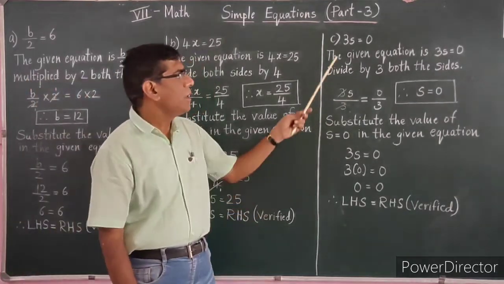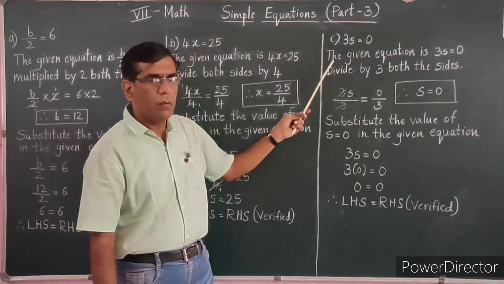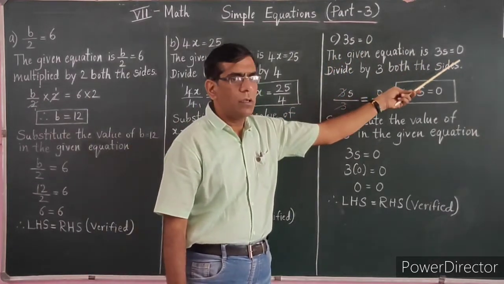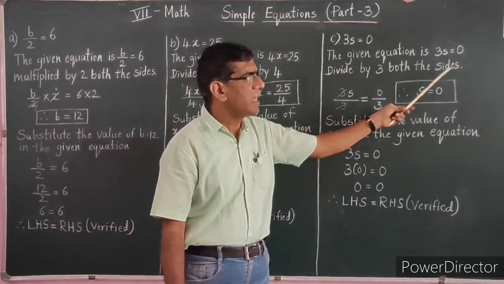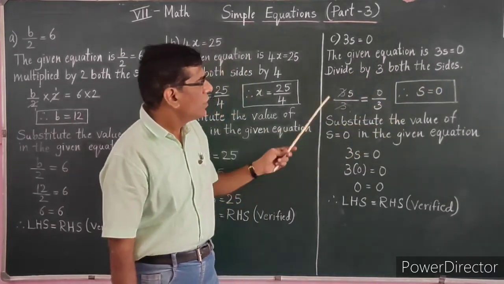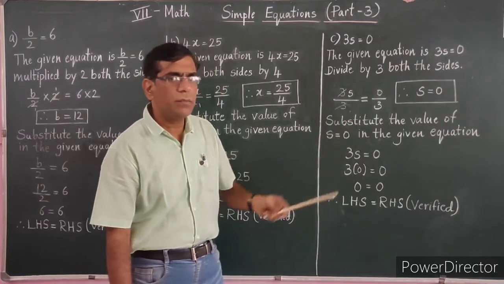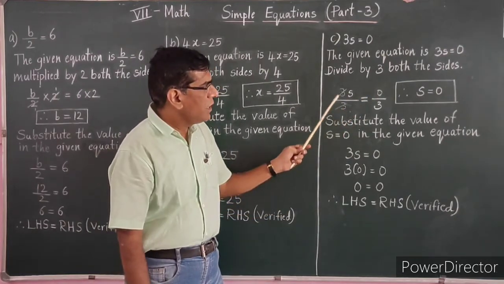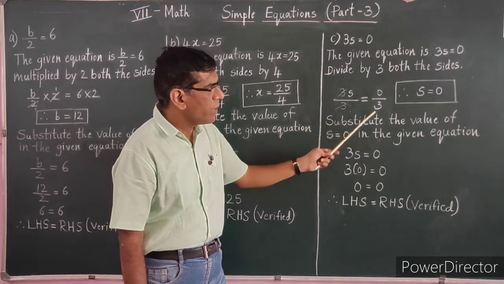Now, another problem to go here: 3s is equal to 0. The given equation is 3s is equal to 0. Divide by 3 on both sides. 3s divided by 3 is equal to 0 by 3. This 3 and this 3 get cancelled. s is equal to 0 by 3.